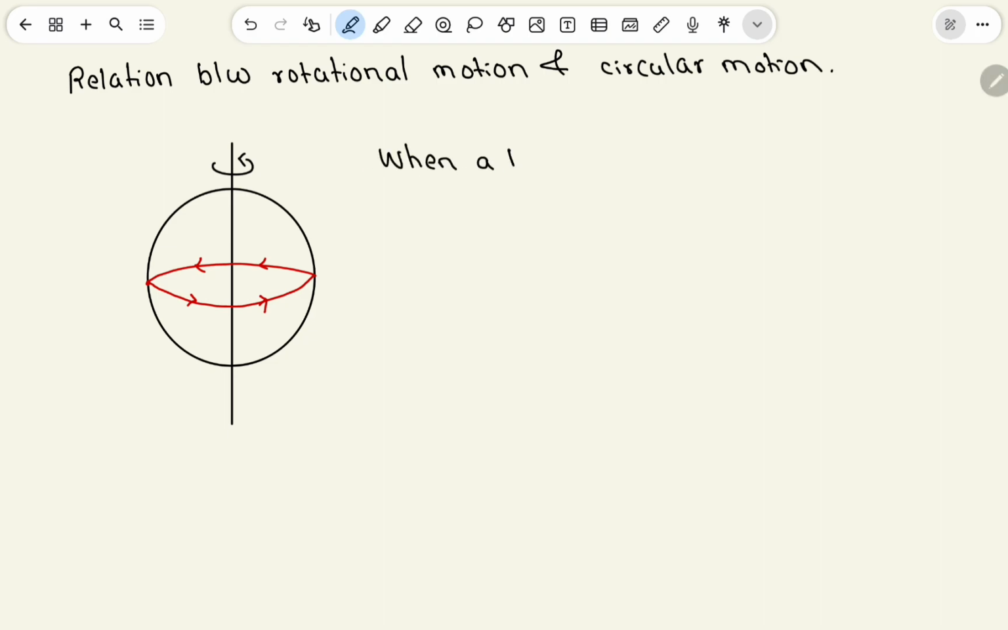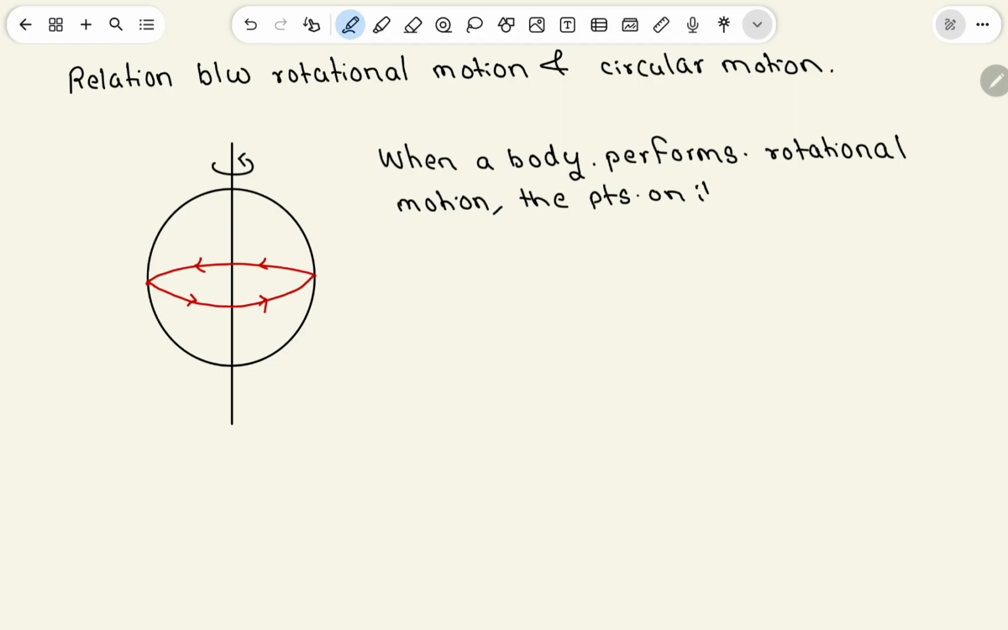So when a body performs rotational motion, the points on it perform circular motion. Okay, good.